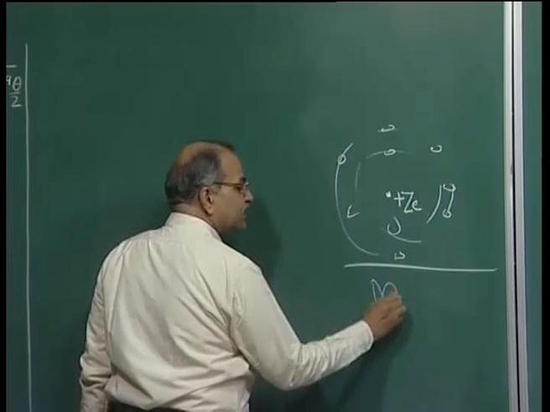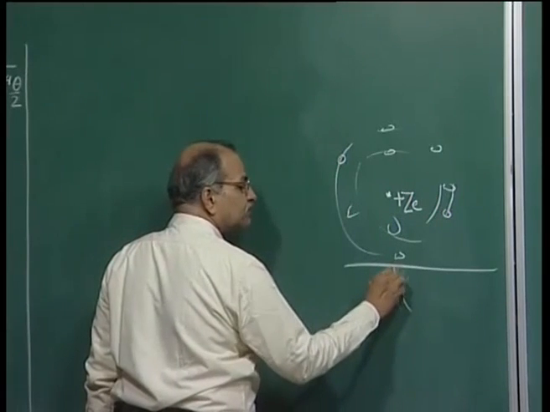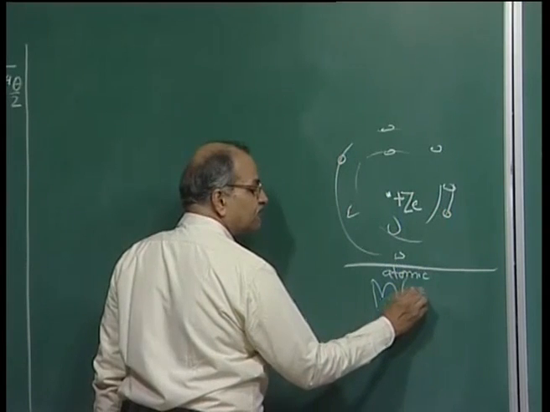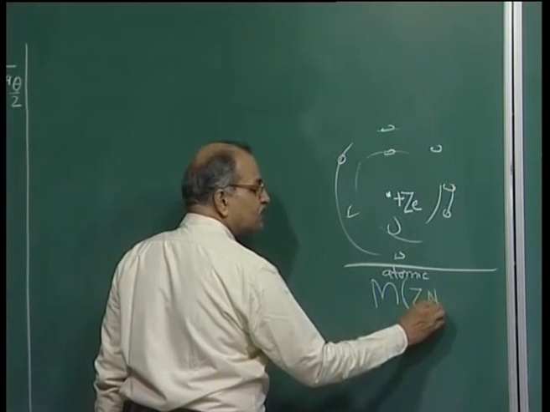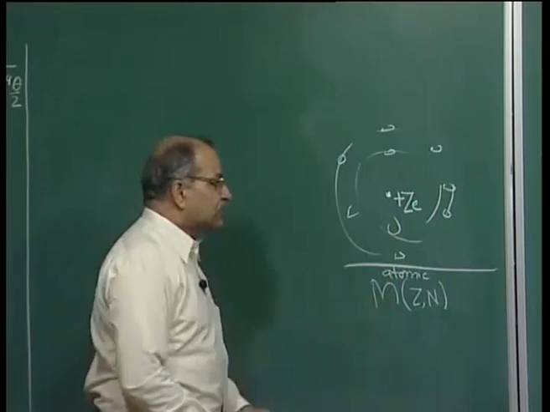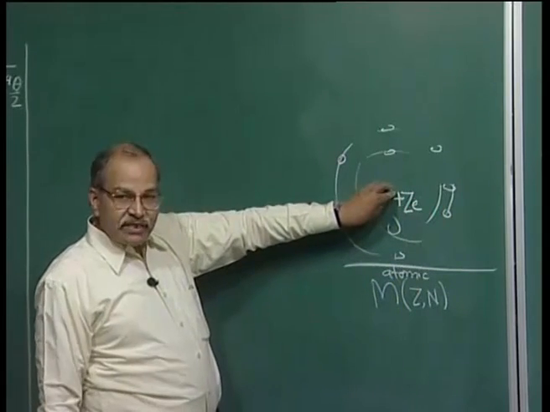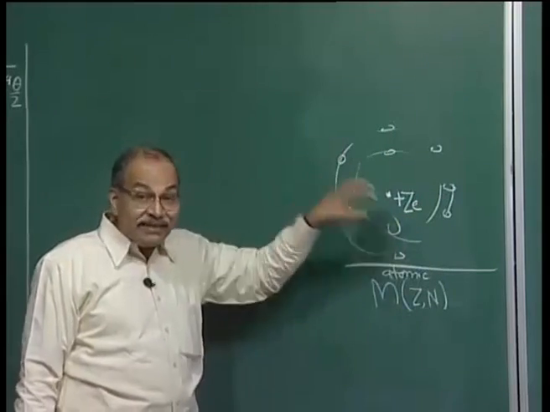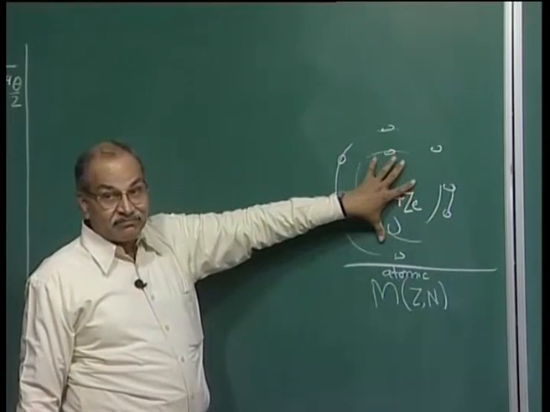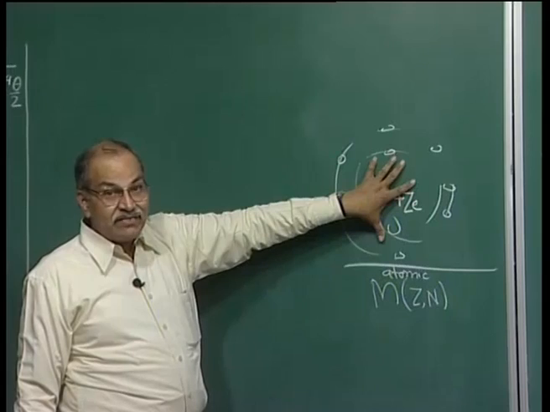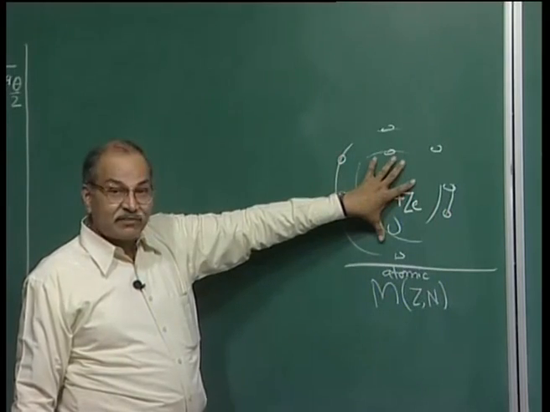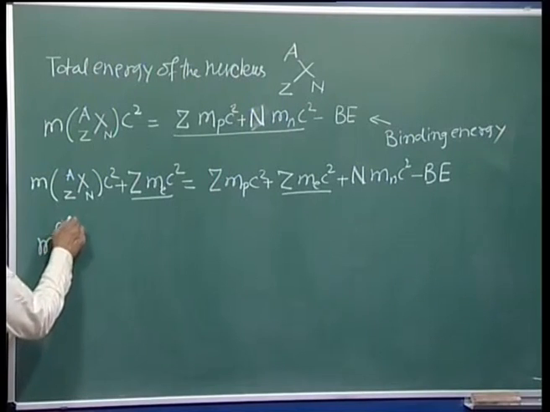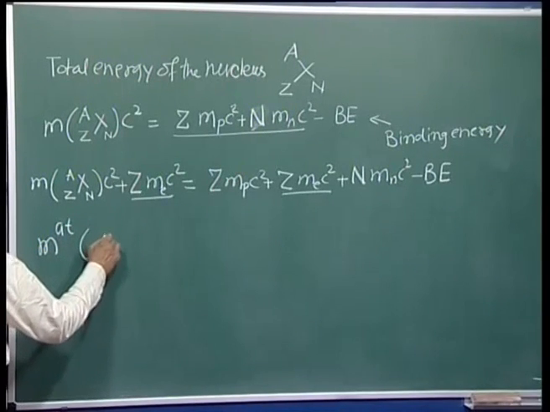What is the mass of this atom? Atomic mass. Atomic mass of this atom which has Z protons, N neutrons and Z electrons. This will be the mass of the nucleus plus the mass of all these electrons minus the binding energy of this atom. So, this is the atomic mass, let me write AT here, atomic mass of this atom.